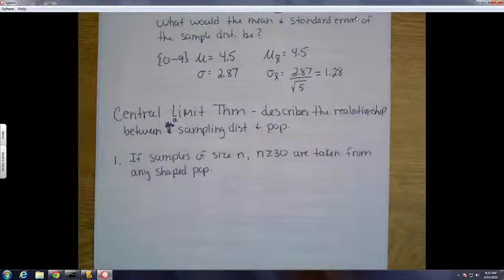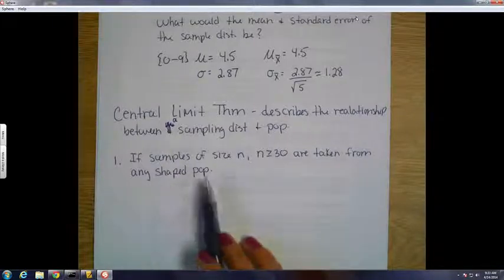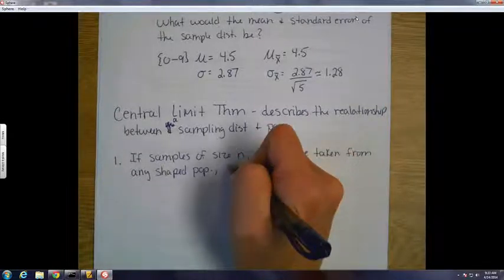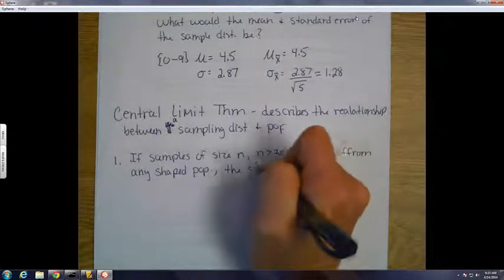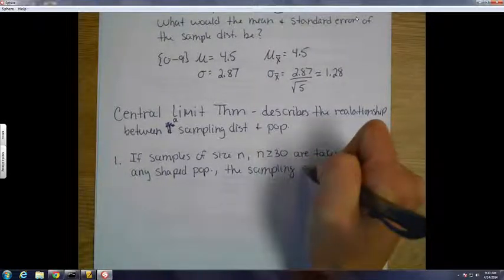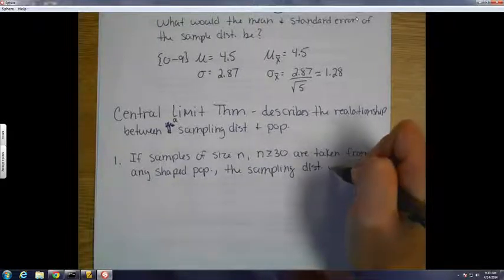The quiz you're going to take today, all of your populations, they have to tell you that they're normally distributed for us to find those probabilities, remember? This is key. If you take samples of size 30 or more from any shaped population, the sampling distribution will be normally distributed.